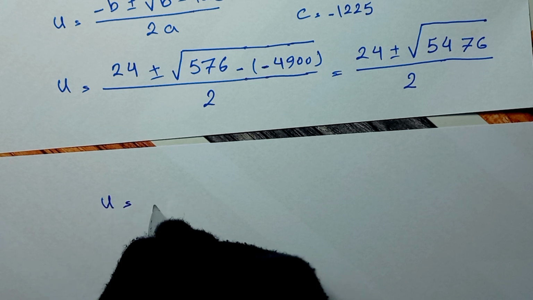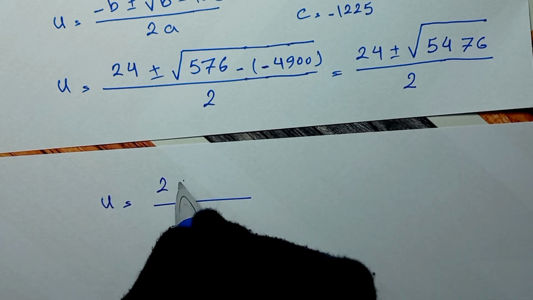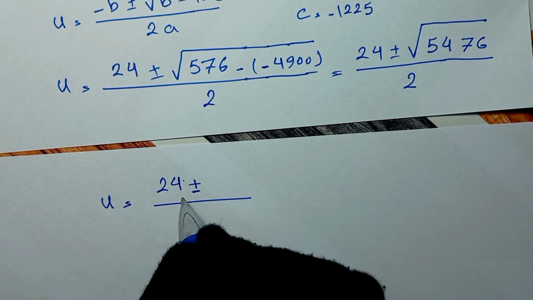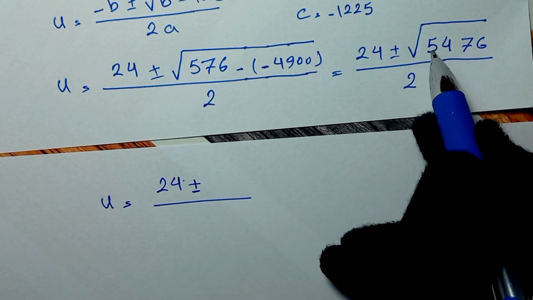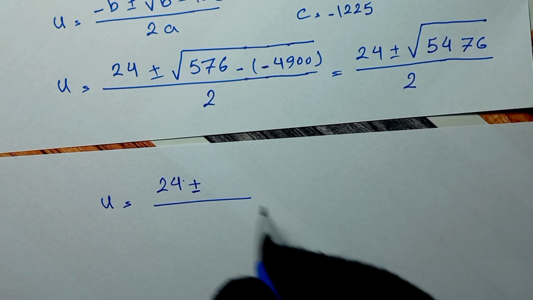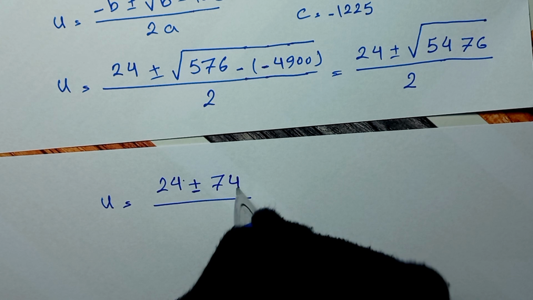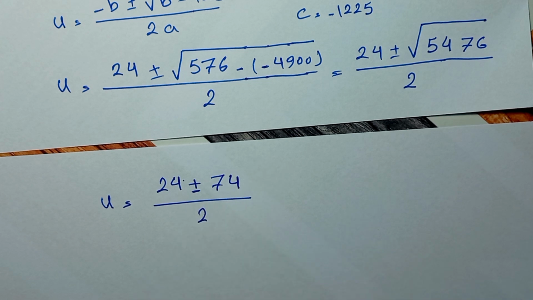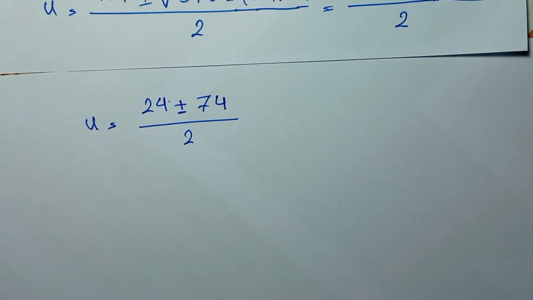So u is equal to 24 plus or minus square root of 5,476, it will be 74, and over 2. So from here we have two values for u.